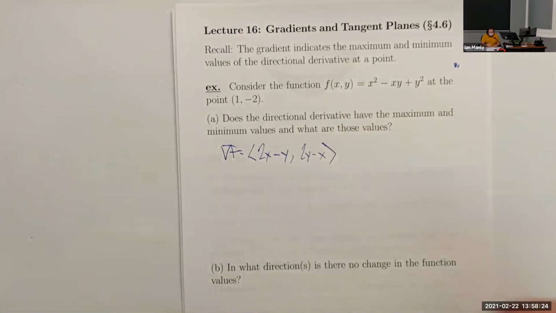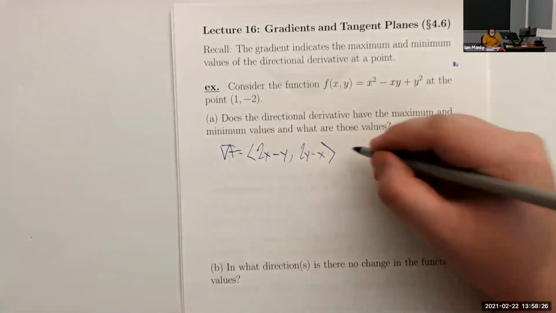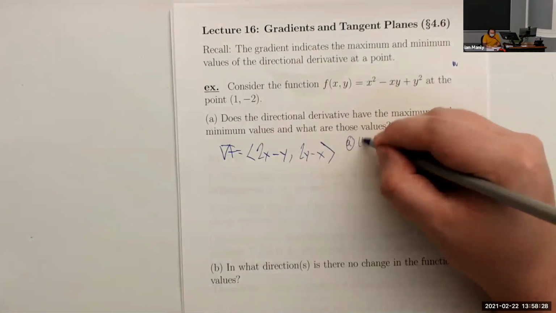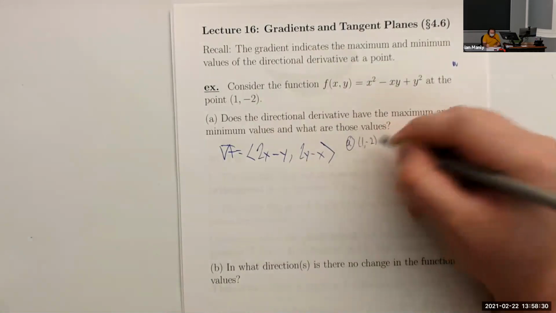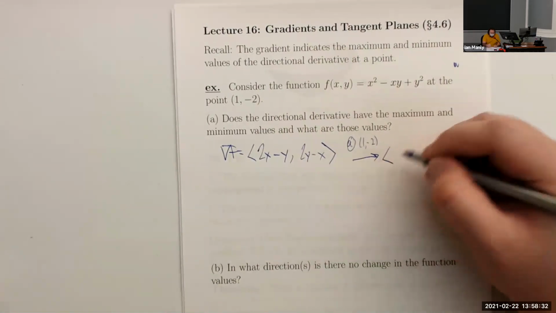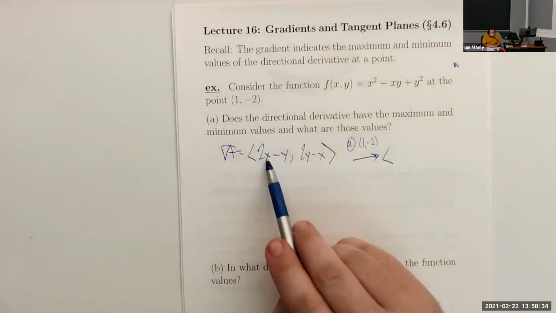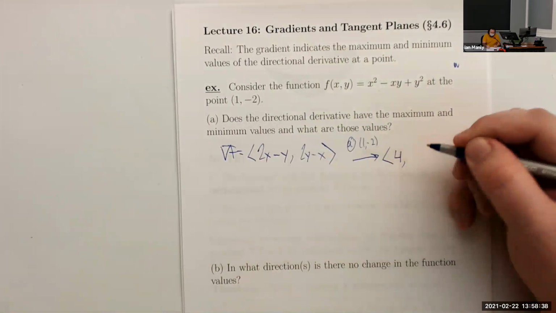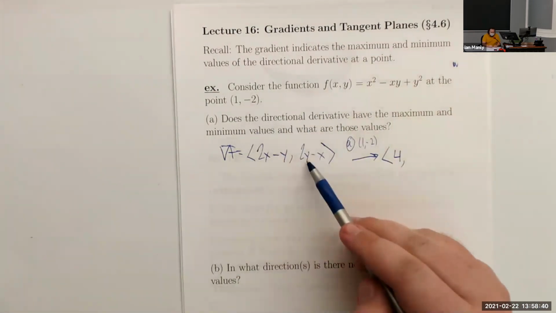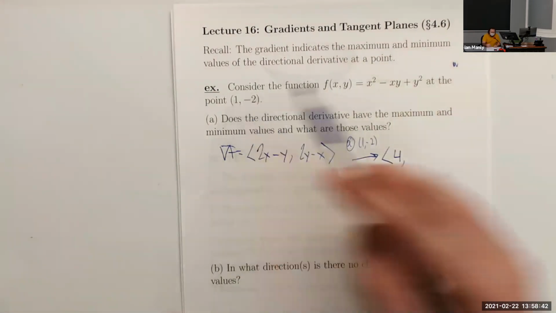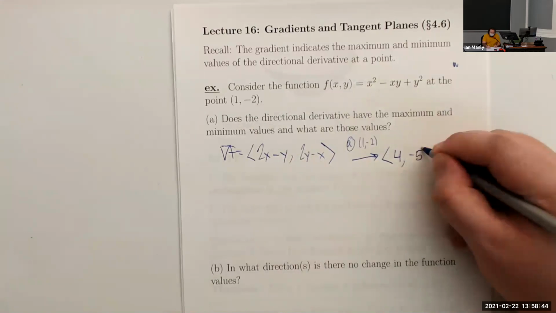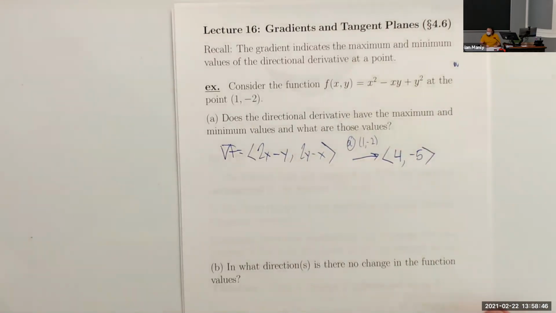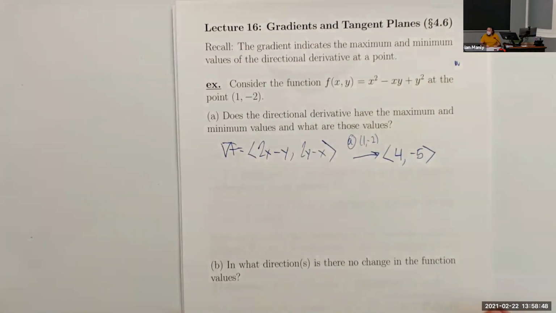All right, so we have our gradient. Now let's figure out our gradient at the point 1, negative 2. All right, let's see. I plug in 1 here and get 2. I plug in negative 2 here, and then I get 4. I plug negative 2 into here, get negative 4, and then minus 1 will be negative 5. Okay, so this is going to be my gradient at the point 1, negative 2.